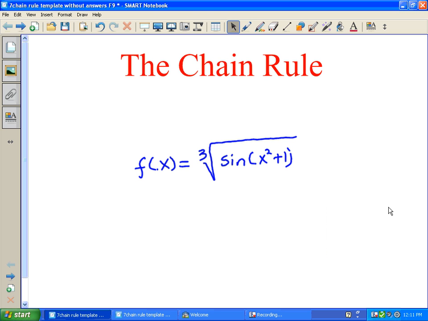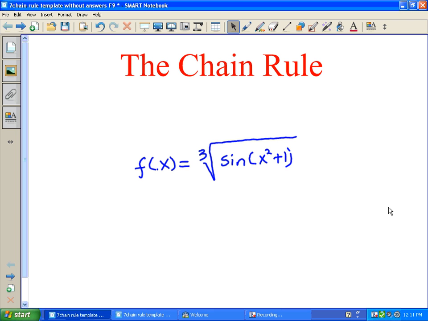In this lesson, we will take a look at a rule called the chain rule, which is a very nice rule that will make life easier for us. It's basically a rule about differentiation of complicated functions, such as the one that you see on the screen right now. What you have here is the cube root of sine of x squared plus 1.